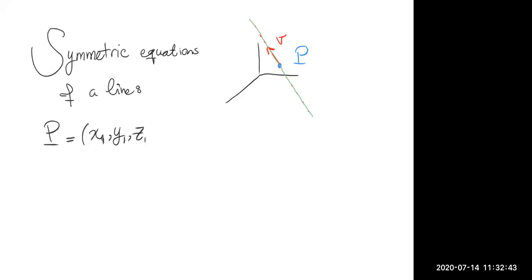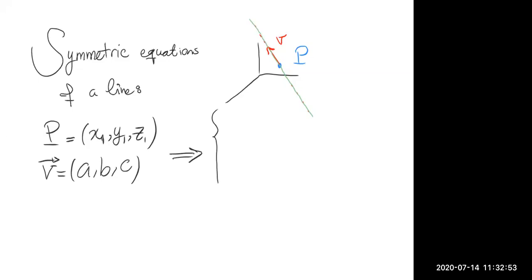Okay, so in three-dimensional space, if we have a point P here, and if we have a vector V here, it would give us a line that passes through P in the direction of V. Say P is given by x1, y1, and z1, and the vector V is given by, say, a, b, c.